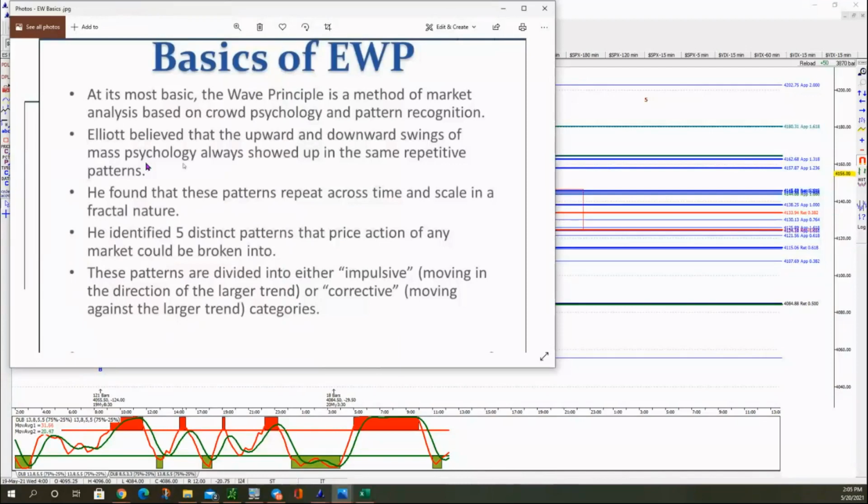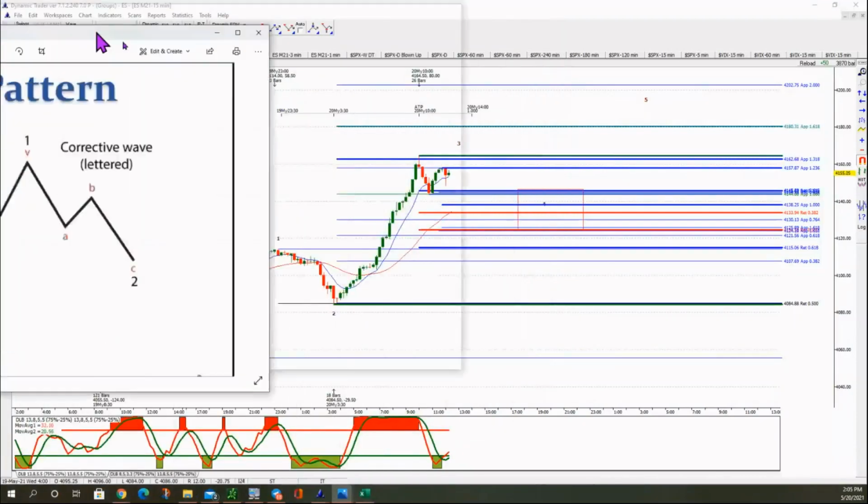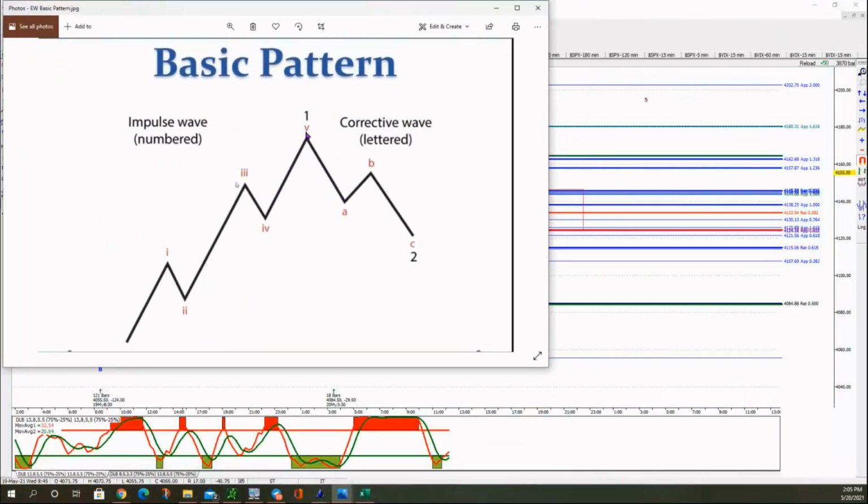So the patterns are either divided into impulsive, moving in the direction of the largest trend. Well, as we're talking about it, this is an impulsive wave right here, and this is a corrective wave right here. So you can see that. All these waves right here are fractal. That means within these waves here, you've got subwaves.